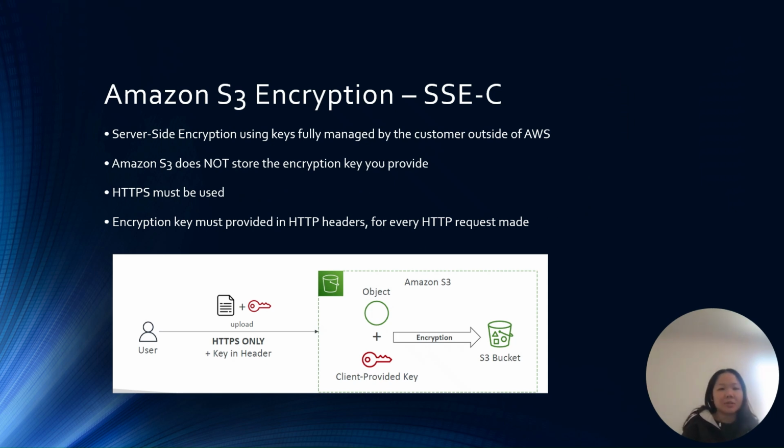SSE-C is server-side encryption using a key fully managed by the customer outside of AWS. Amazon S3 does not store the encryption key you provide. HTTPS must be used, and the encryption key must be provided in the HTTP header for every HTTP request made.